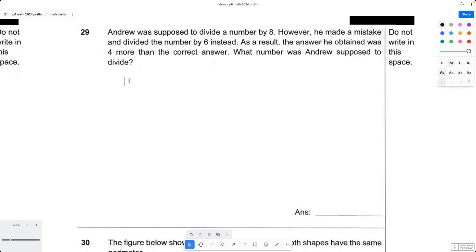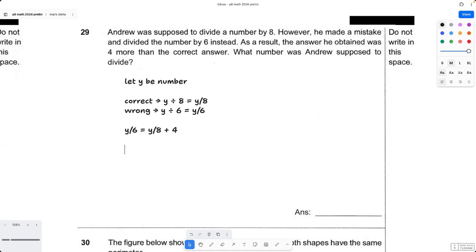So we're going to use algebra. Let y be the number. In this case, the correct one is supposed to be y divided by 8, y out of 8. The wrong one he did was he divided by 6, which is basically y divided by 6. So at the end, he got more, right? So y over 6 is equal to y over 8 plus 4.